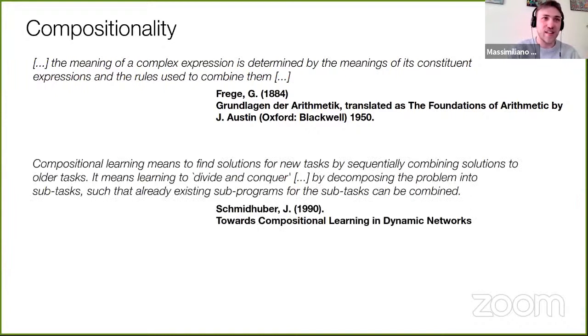Later, other researchers stated it in a different but similar way. This is from a paper of Schmidhuber of 1990, and the main message here is that if you have a task, you can decompose it into a sequence of small subtasks, and then you can solve them to achieve your final goal. This is what is generally known as the divide and conquer strategy.